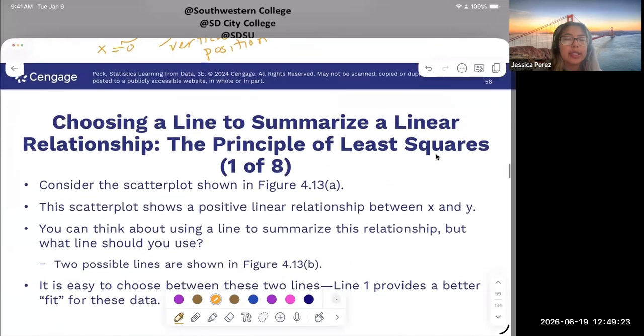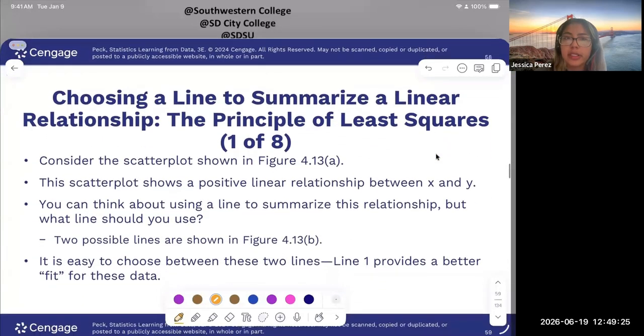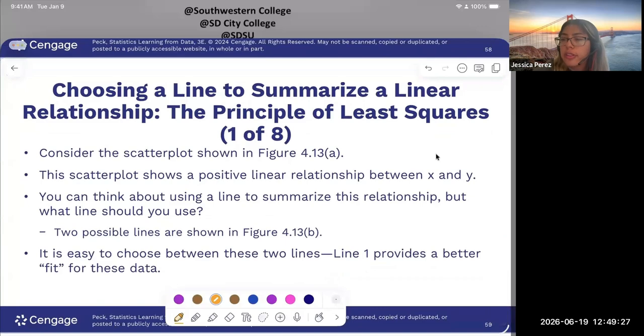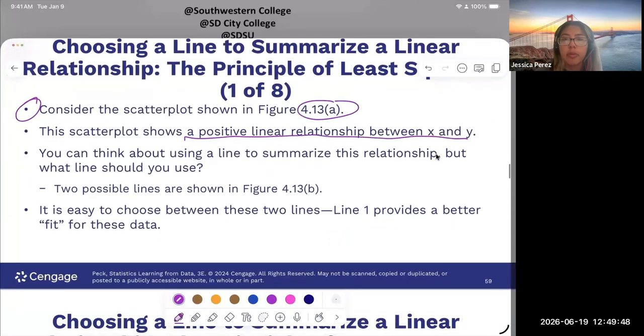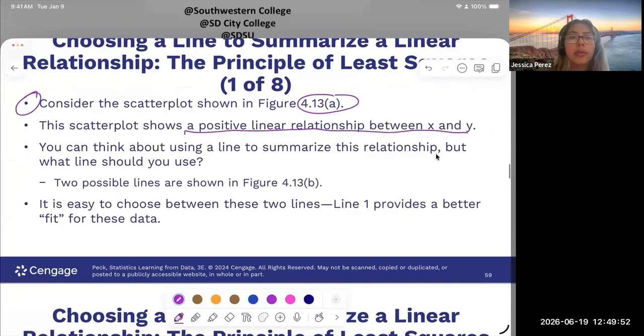Choosing a line to summarize a linear relationship: the principle of least squares. The first thing we want to do is make sure we have a scatter plot. Consider the scatter plot shown in figure 4.13a. This scatter plot shows a positive linear relationship between x and y. You can think about using a line to summarize this relationship. But what line should you use? Two possible lines are shown in figure 4.13b. Is it easy to choose between these two lines? Line 1 provides a better fit for these data.